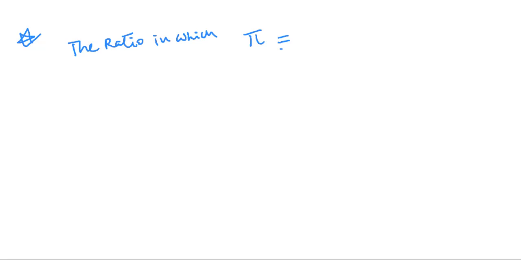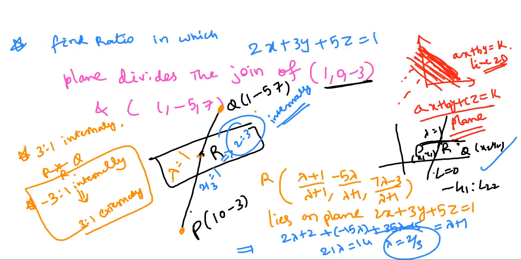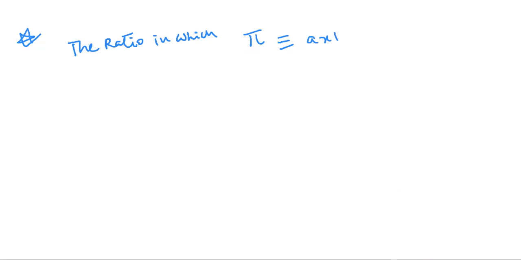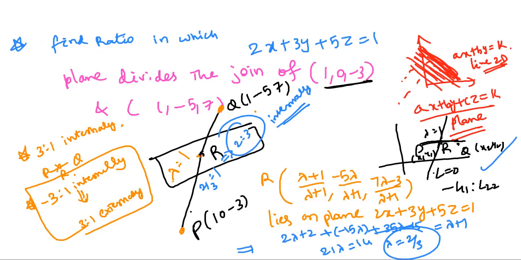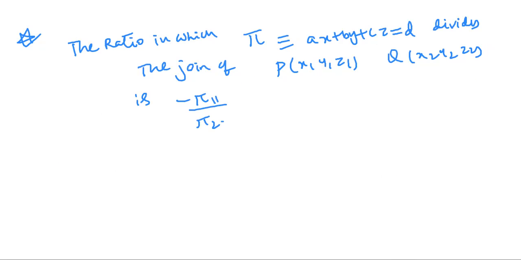Pi. Pi is the notation, like L is the notation we use for a line. Pi is the general notation to use for a plane. Ax plus by plus cz equal to d divides the join of, say, P (x1, y1, z1) and Q (x2, y2, z2), is given by minus L11 by L22 there, and here it is minus pi 11 by pi 22.